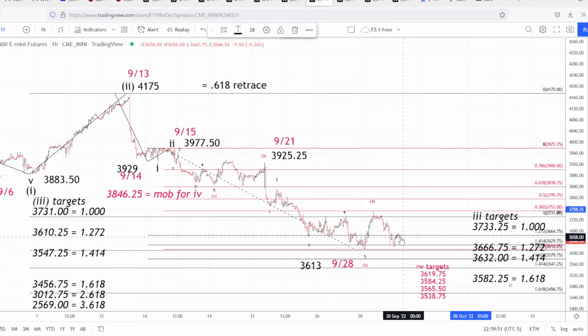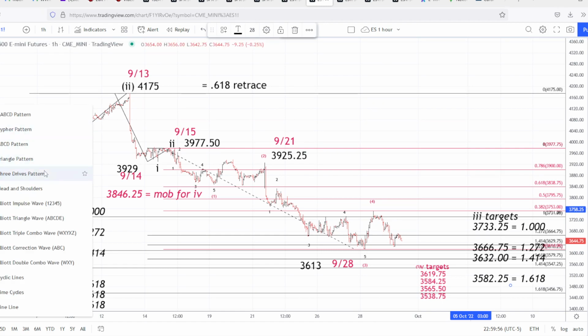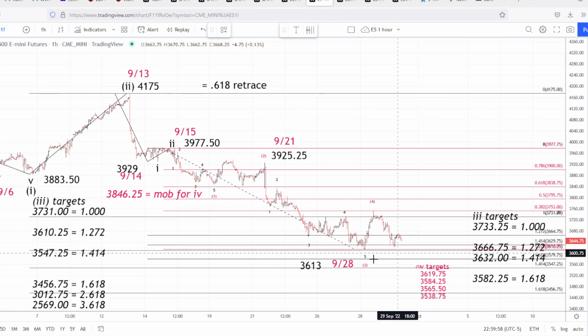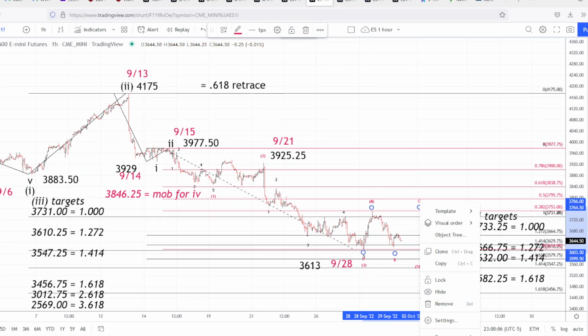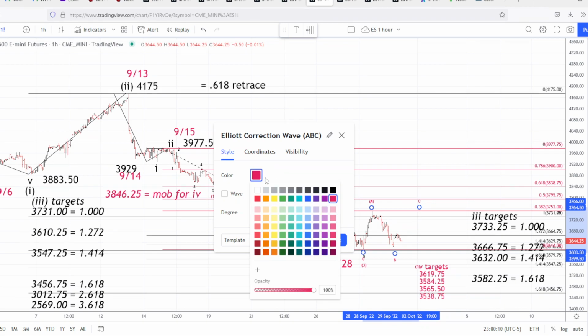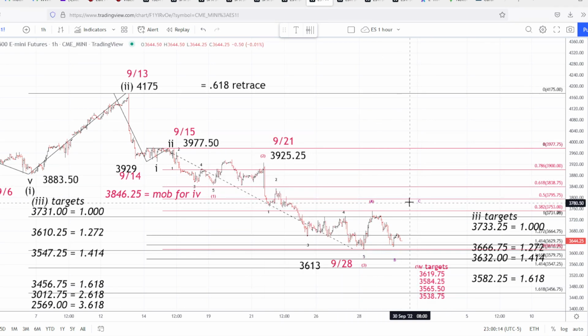Okay, let me move that out of the way. Let me put this in here for you guys, because it hasn't broken that low yet, this could be an A up, a B down. I'll clean that up, and then we could get another C. Let me get in here and make that a different color. Let's make it purple. Okay, that way we can see.